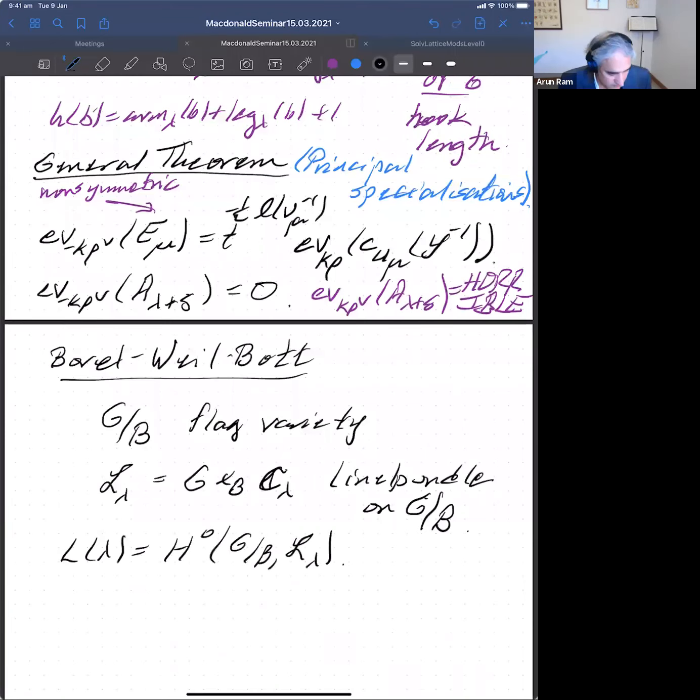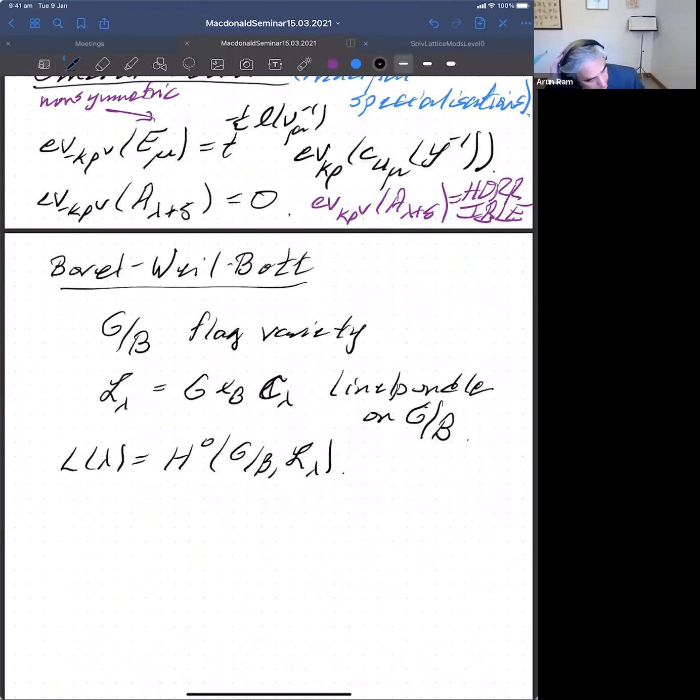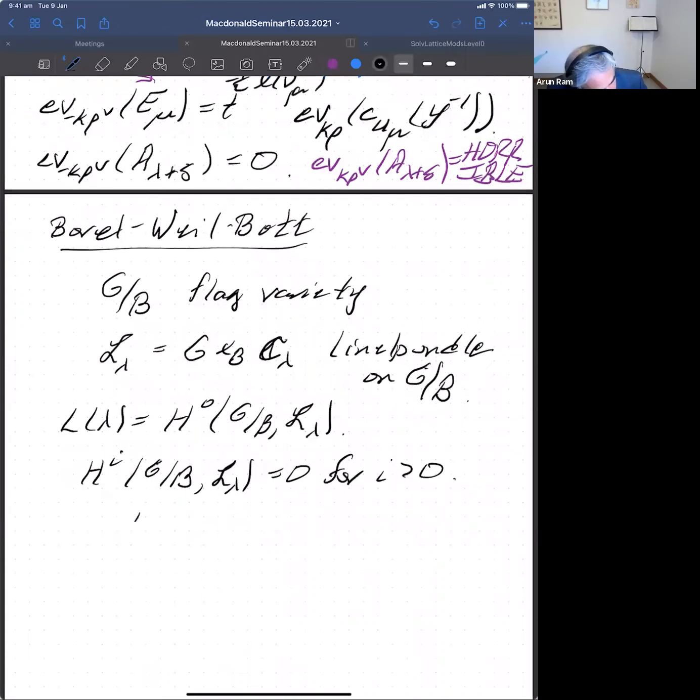All right, so this is very closely related to this dimension question. And then the higher cohomology vanishes. So H^i of this, provided that lambda is a partition, is dominant, is 0 for i bigger than 0. Okay, that means that if you try to take an Euler characteristic of these guys, then all you see is the 0th cohomology.